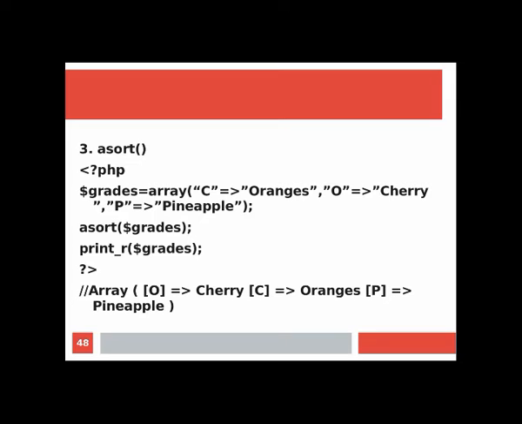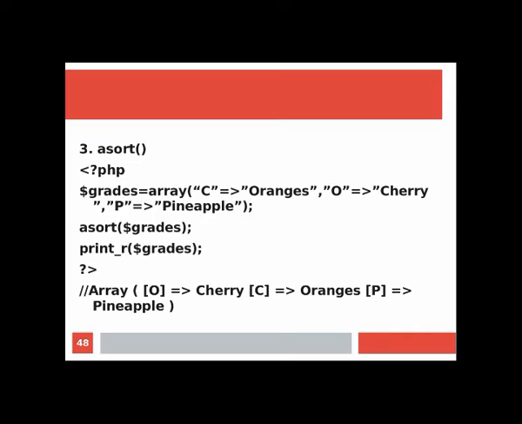So here it will be printed. asort, already I told that it is identical to sort, that means the sorting in the ascending order. Only here the key-value correspondence is maintained. That is why here it will be printed in array fashion, array, then 0th subscript, that is O. Here it will take the O, because here it is associative, we have to maintain the key-value correspondence. So here O, then arrow cherry. So here sorting is on values. So cherry, then subscript C here, then arrow oranges, then subscript P, arrow pineapple.